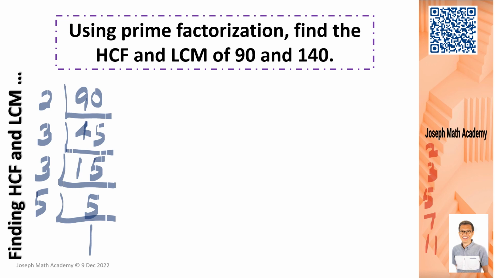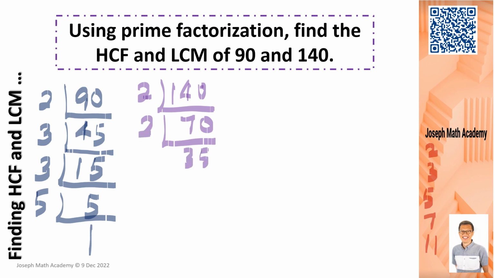Next, I'm going to move on to 140 using repeated division. 140 is an even number, so I can try 2. 140 divided by 2 gives me 70. 70 is still an even number, so I can proceed to divide by 2. I get 35. Now, 35 is an odd number. It can no longer be divided by the smallest prime number 2. So we move on to 3.